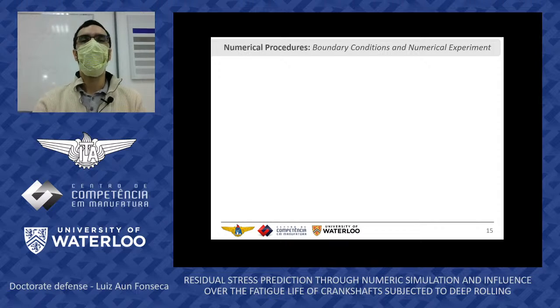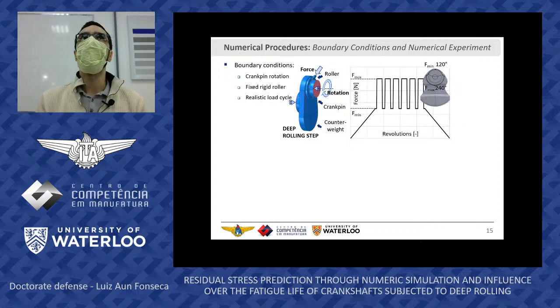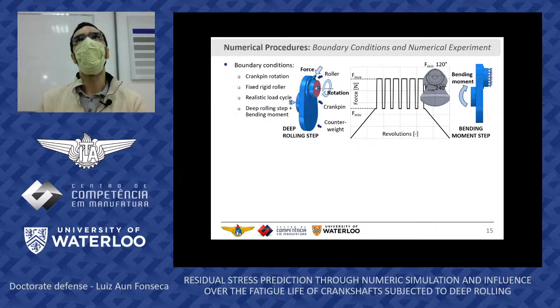Okay, so on the boundary conditions of the deep rolling model, it's pretty straightforward. We have a fixed roller so the crank pin rotates around this fixed roller while the roller applies a realistic load cycle taken from the machine. So here you can see the ups and downs of the rolling force being applied, and that accounts for the highest load being applied at the bottom part of the crankshaft and the minimum load being applied at the top part, again, because of fatigue requirements. So after this deep rolling step, we have added a bending moment step to account for the operational loads that the component will be subjected to.